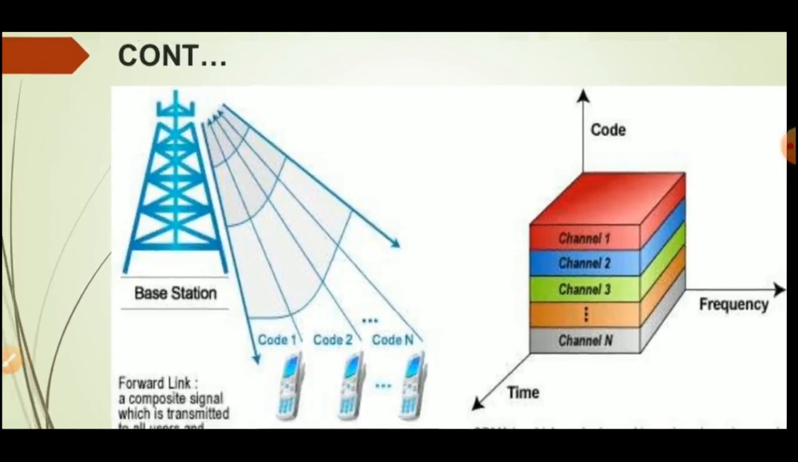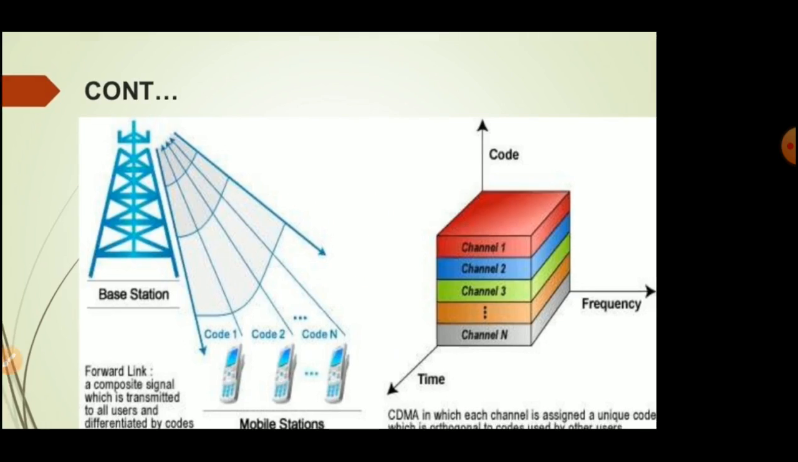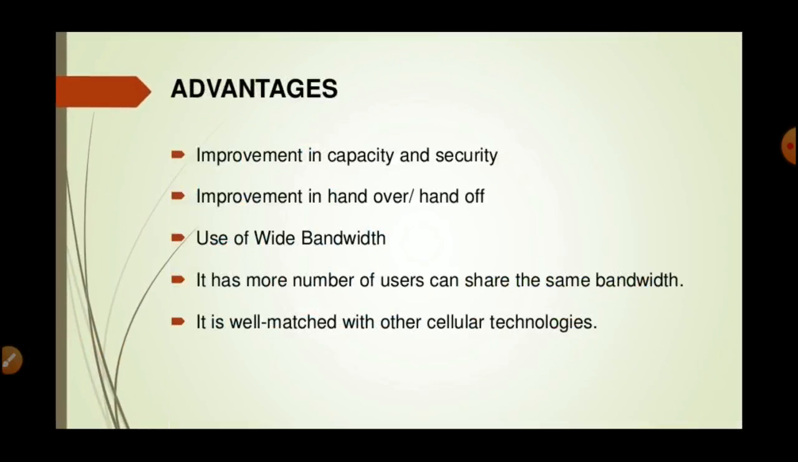Figure shows the CDMA technique. Code, frequency, time. Channel 1, channel 2, channel N. Base station, code 1, code 2. Advantages: improvement in capacity and security, improvement in handover, handoff, use of wideband. More users can share the same bandwidth. It is well matched with other cellular technology.